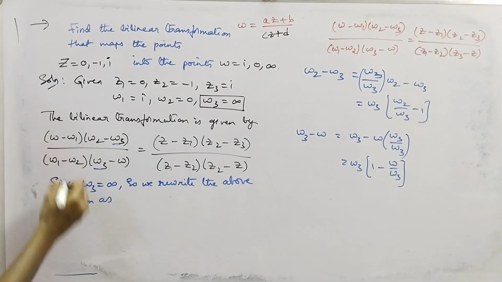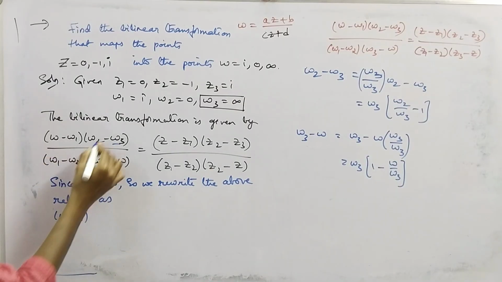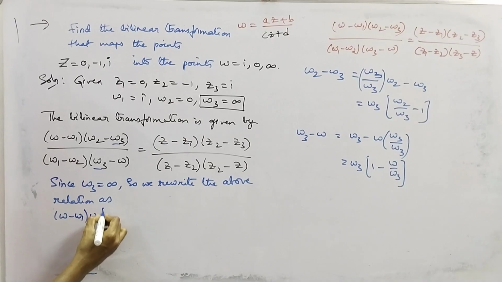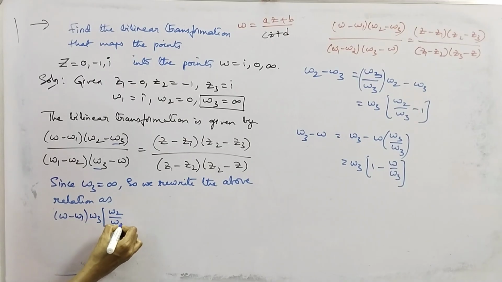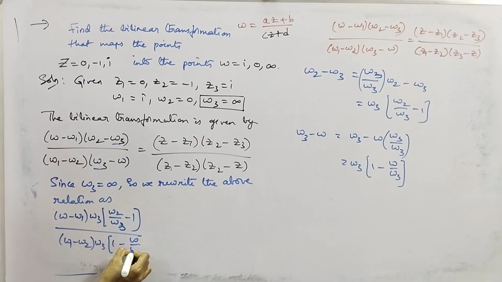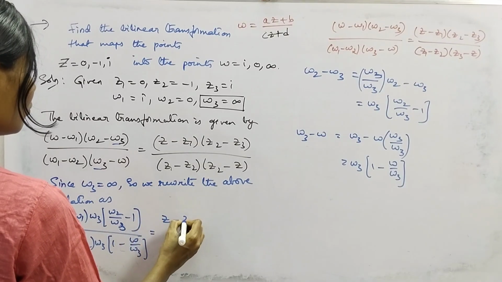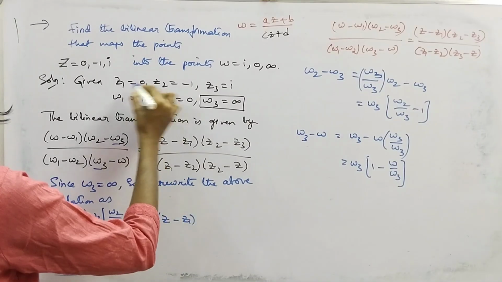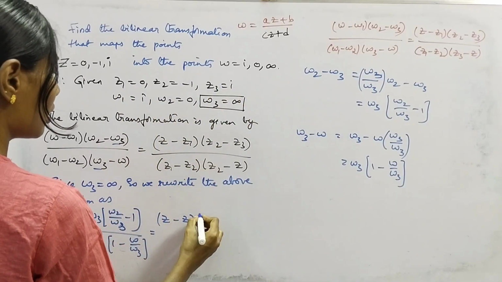Okay, fine. Now, coming to the problem. Take ω3 common. You'll get ω3 times (ω2 by ω3 minus 1) by (ω1 minus ω2) into ω3 times (1 minus ω by ω3) equal to z minus z1. Here in the z's there is no ω, right? Just write as it is.